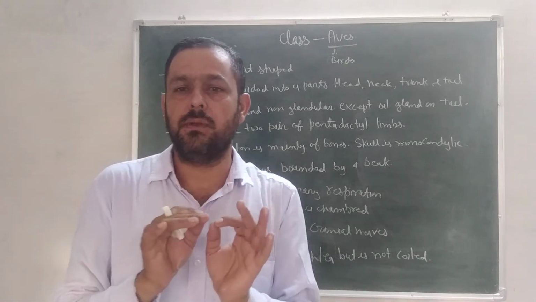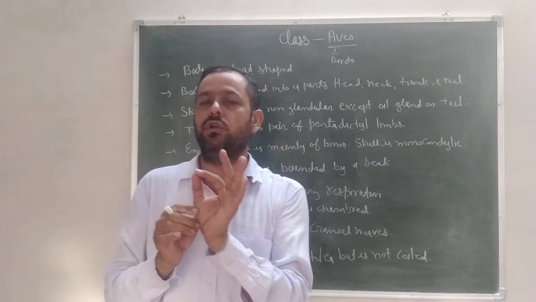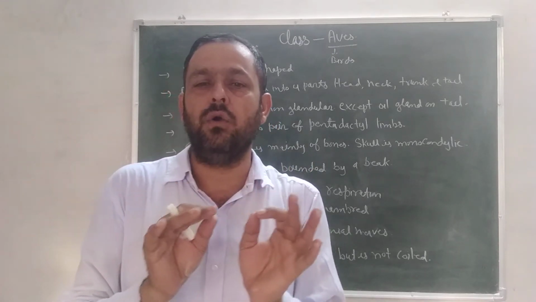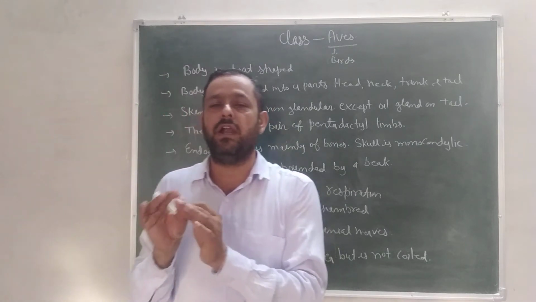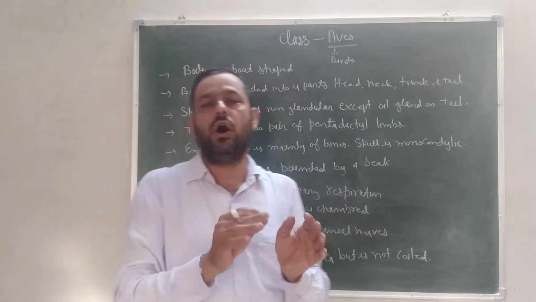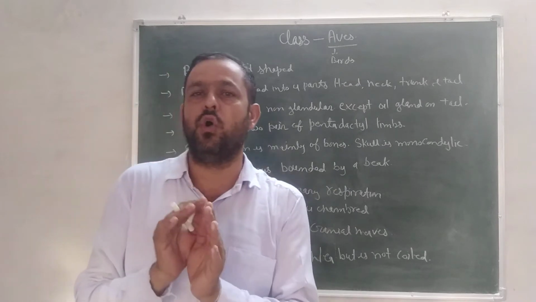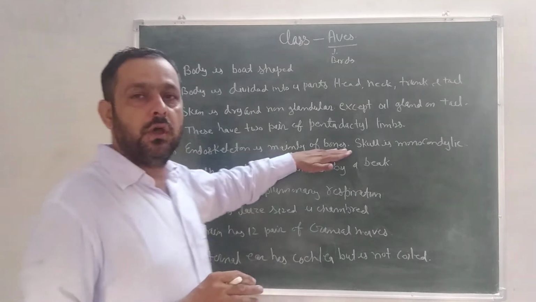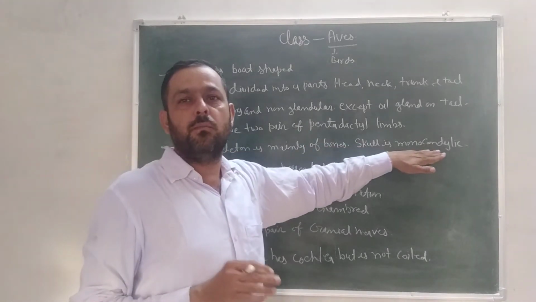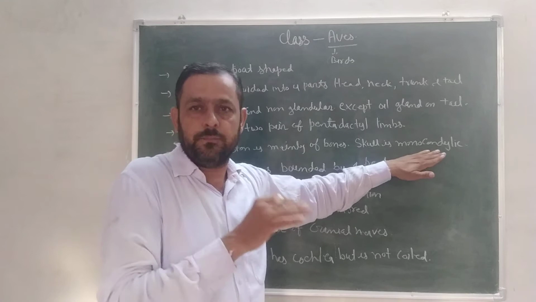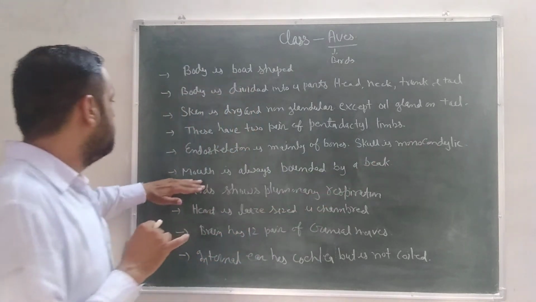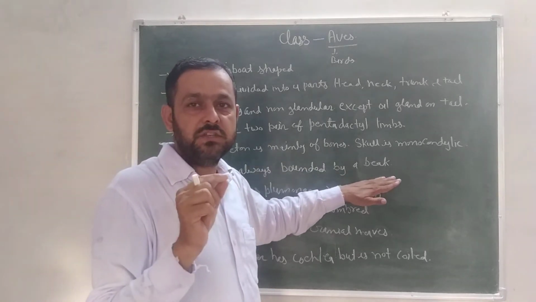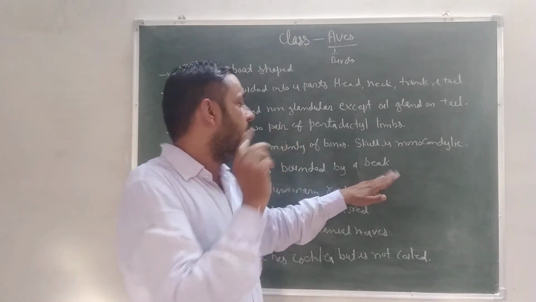You have to remember, forelimbs are modified into wings, fingers are 3 in number but without claw, hind limbs are modified for walking, swimming or running, and toes are 4 in number. Now next, endoskeleton is mainly of bones, and skull is monocondylic, just like reptilia. Mouth is always bounded by a beak in Aves.